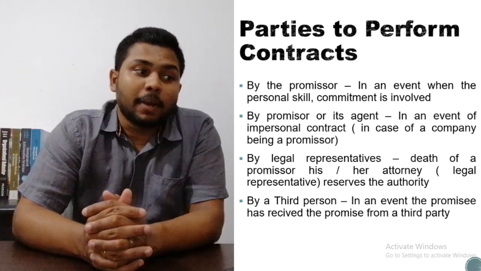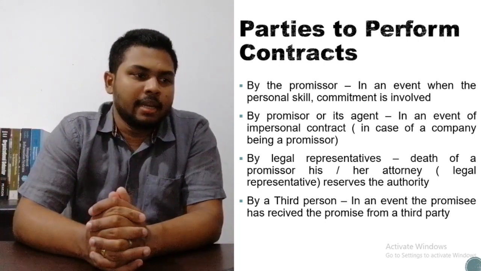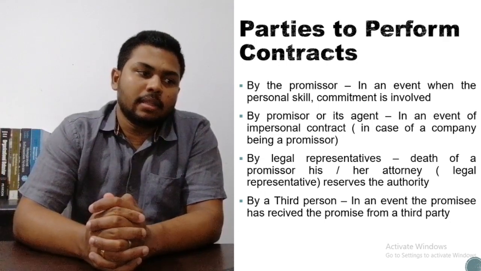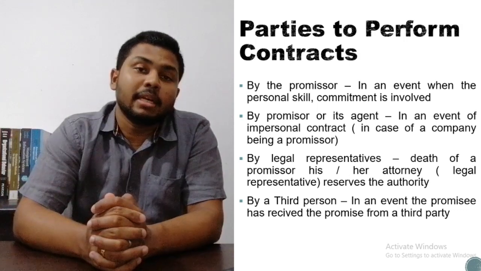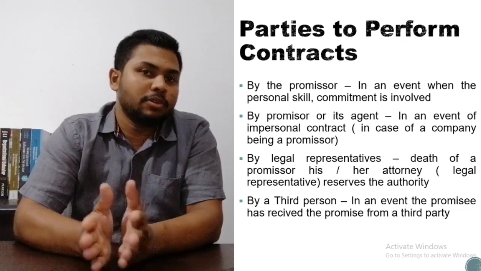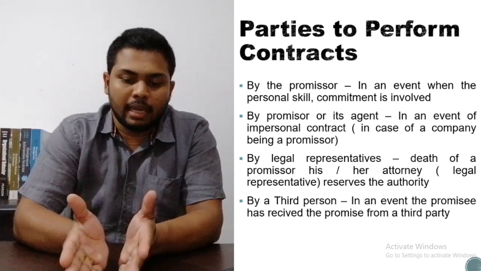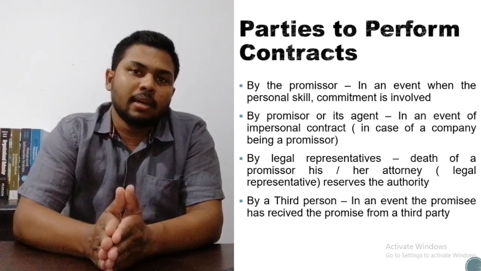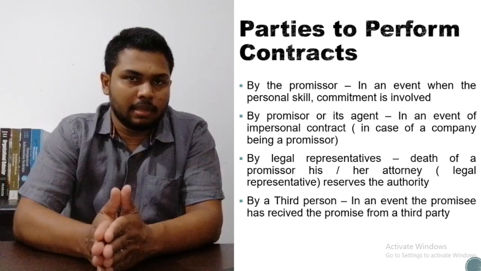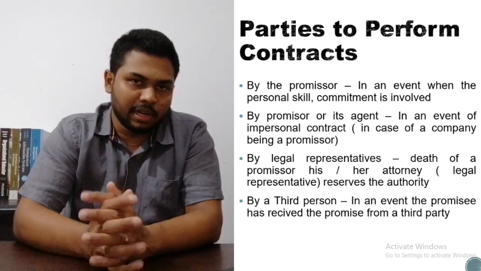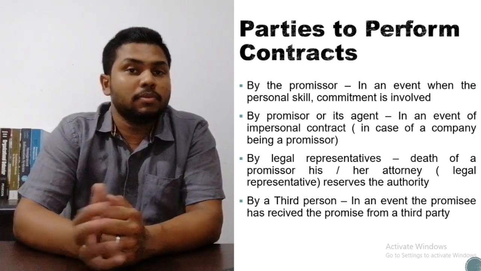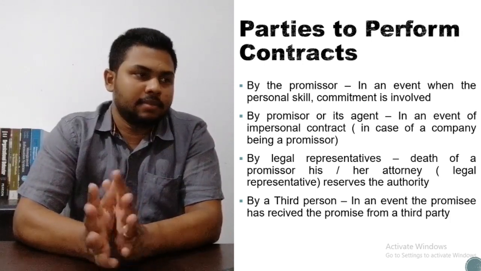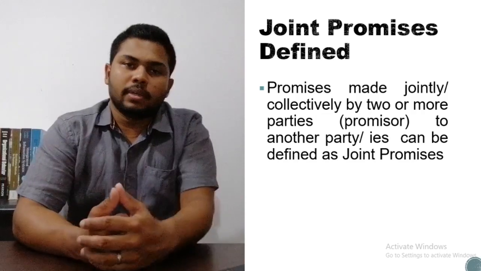Then a third party, a third person. In an event when the promisee has received the promise from a third party. So the third party is liable, as I told you earlier. Though they have agreed between two parties, still if someone has given, it has to be in the agreement that you refer to, but it has to be coming from a third party. Fine. Then we'll move on.